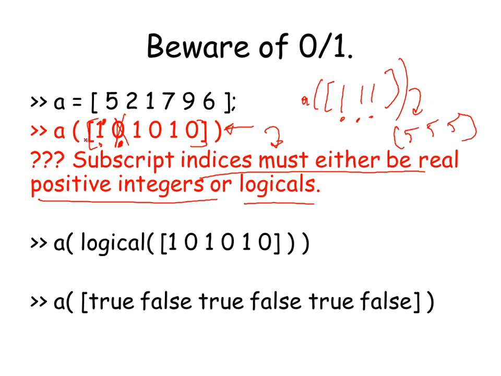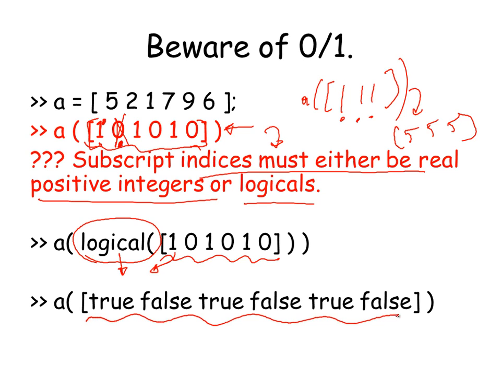So when you want to use a logical index using zeros and ones, you have to first convert it to a logical data type. To accomplish that, you can enclose it with the logical function that will take a vector and return a vector with the same size where all zeros are replaced with false and anything that's not zero is replaced with true. Or you can write out the entire logical vector yourself by typing true wherever you want a true, and false wherever you want a false. Okay?